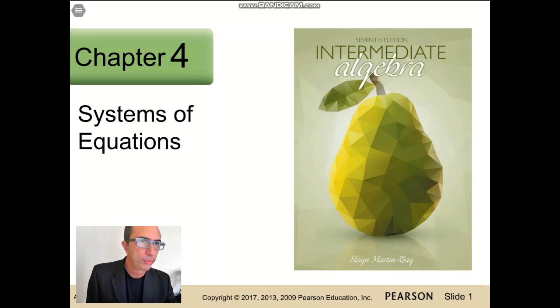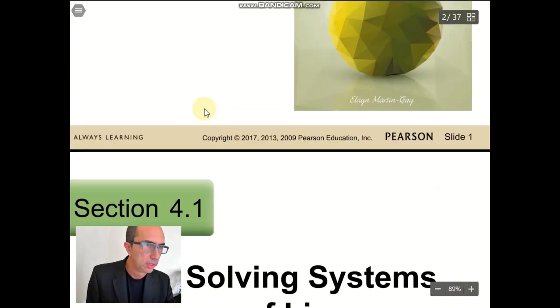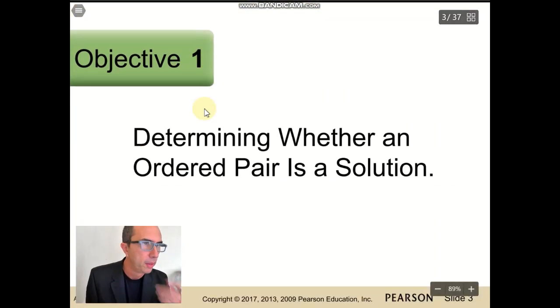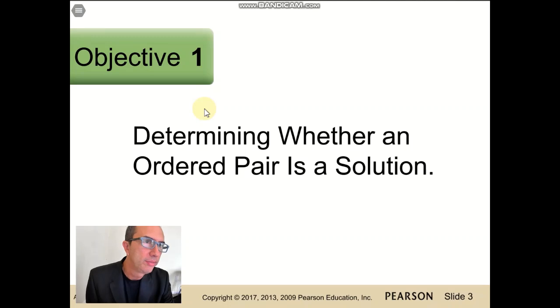We are on Chapter 4, Systems of Equations, Section 4.1, Solving Systems of Linear Equations in Two Variables. The first objective we will work is to determine whether an ordered pair is a solution.